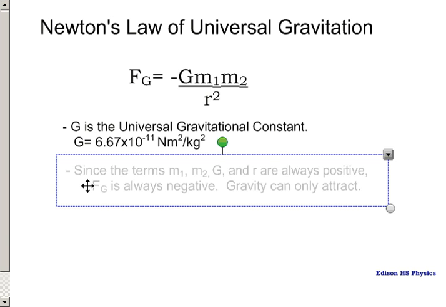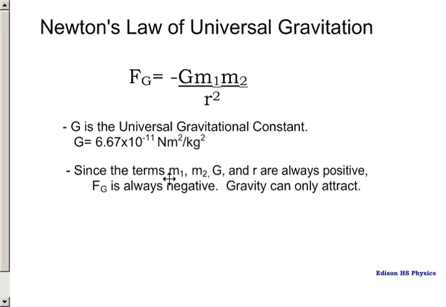The next thing is, since masses, the universal gravitational constant, and r are always positive, the force of gravity is always negative. So it's always an attractive force. It's always reducing the distance between the two objects. It can never repel something, push something away.